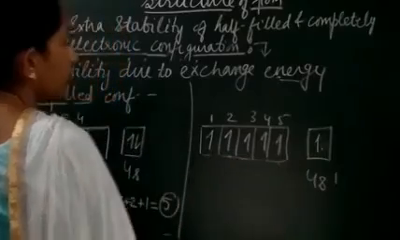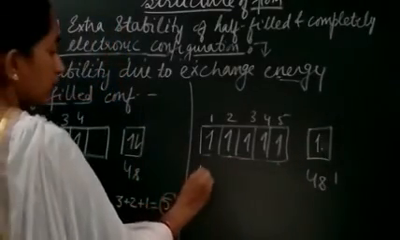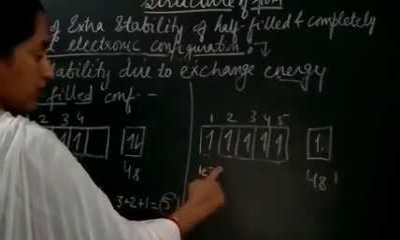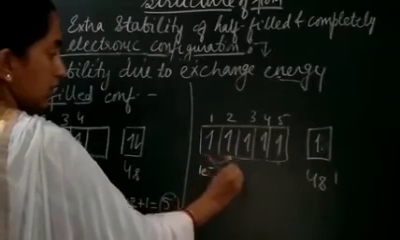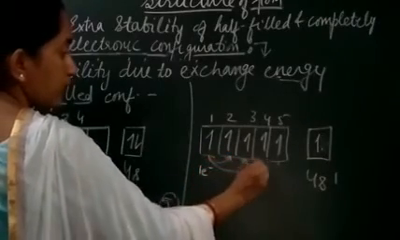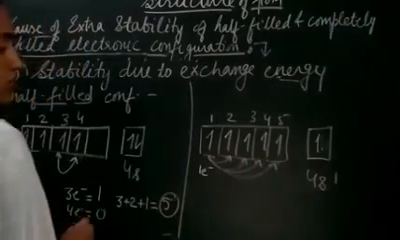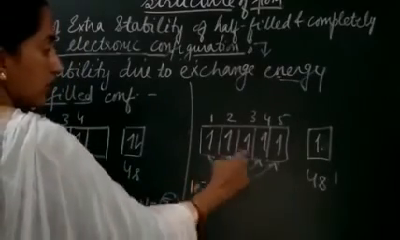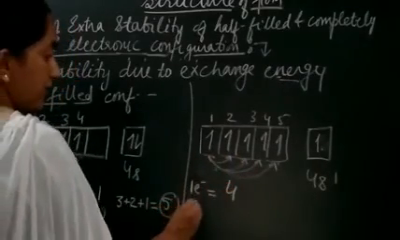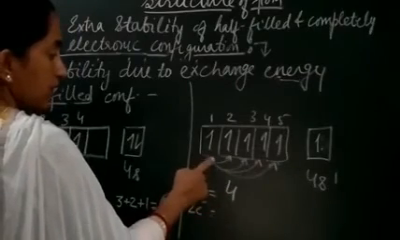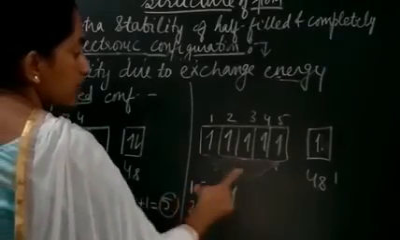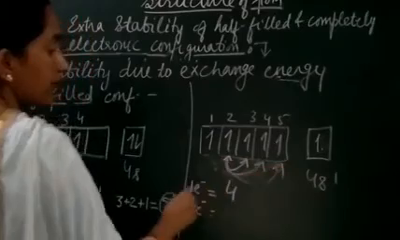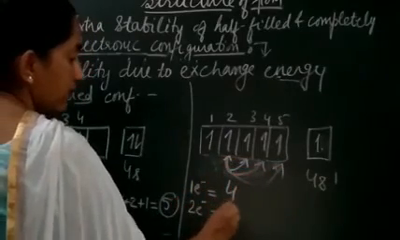So for the first electron, how many exchanges are there? First with second, first with third, first with fourth, and first with fifth. Students, how many exchanges are we getting for the first electron? 1, 2, 3, and 4. In the same way for the second electron, how many exchanges will be possible? Second with third, second with fourth, and second with fifth, which is 1, 2, and 3.